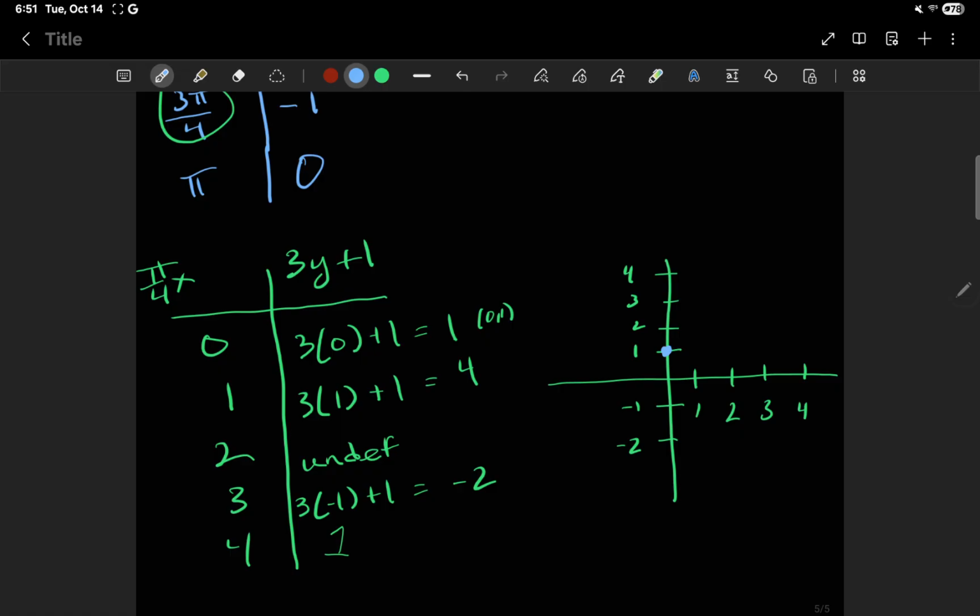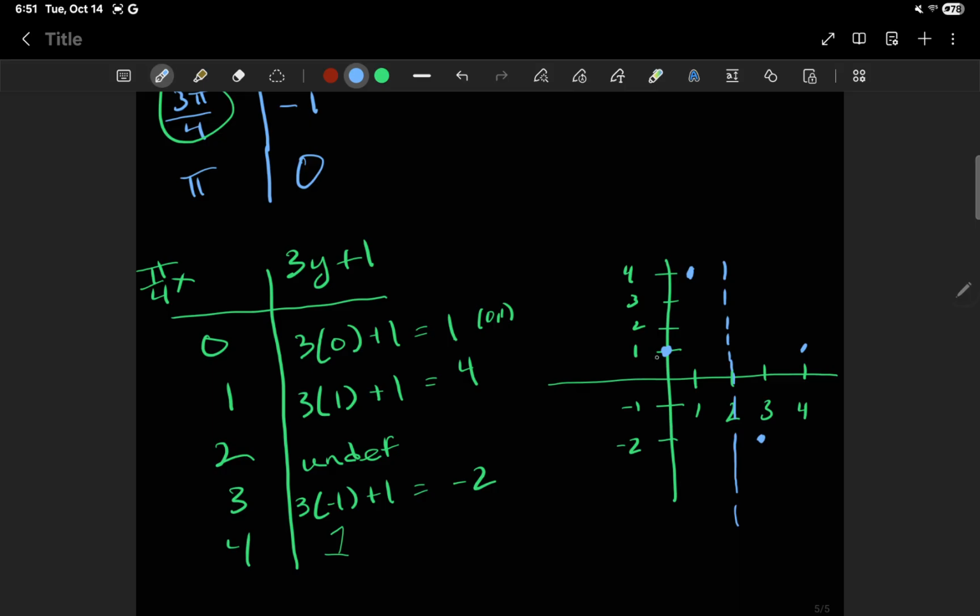And then our next point is 1, 4. So 1, 4. Cool. The next one is 2, undefined. So this is a vertical asymptote. Our next point is 3, -2. And the next one is 4, 1.